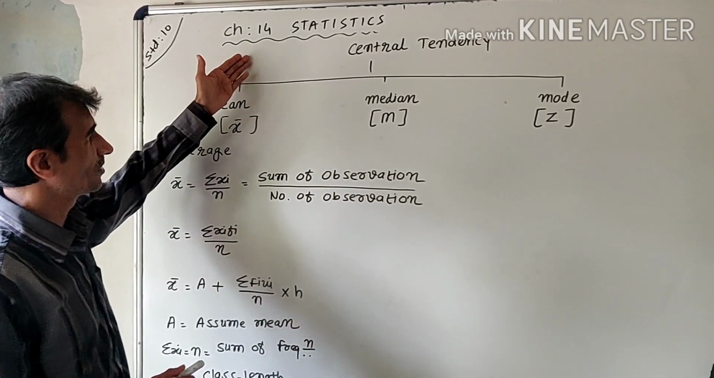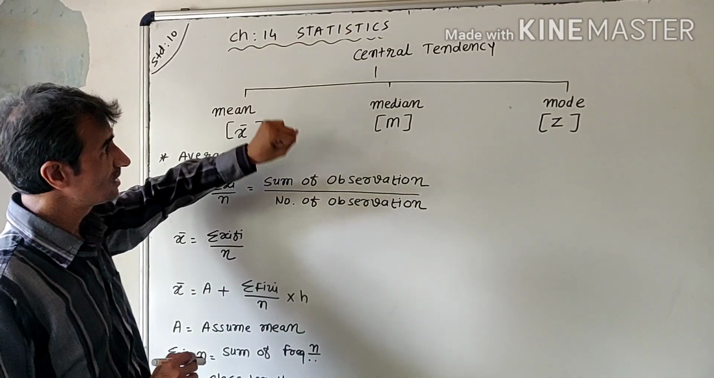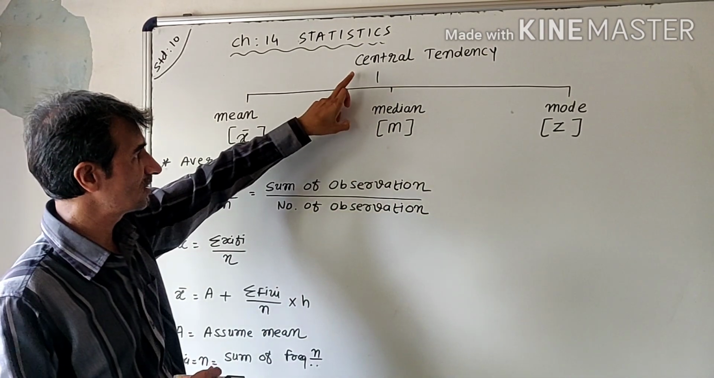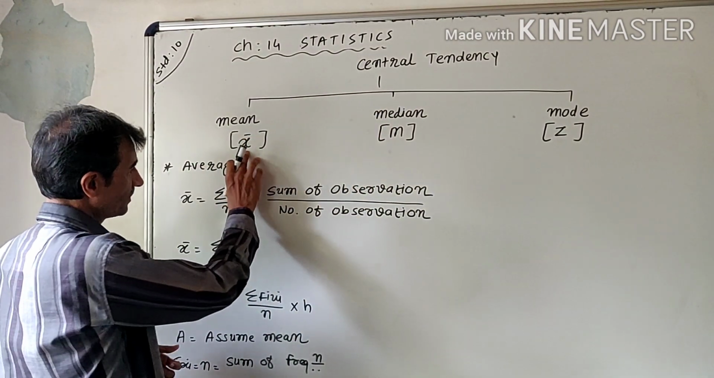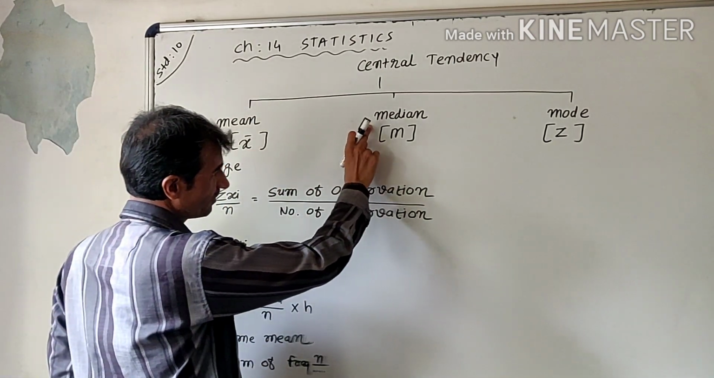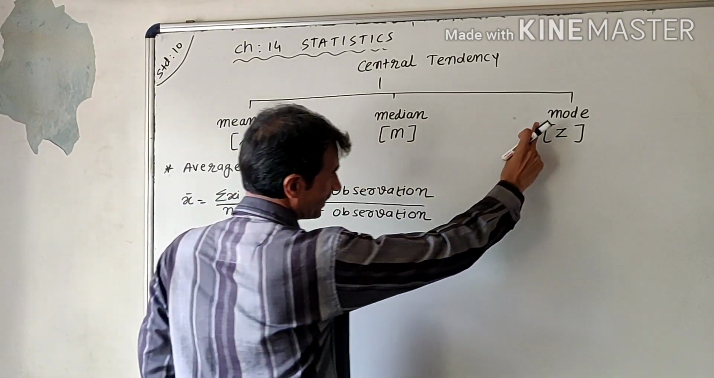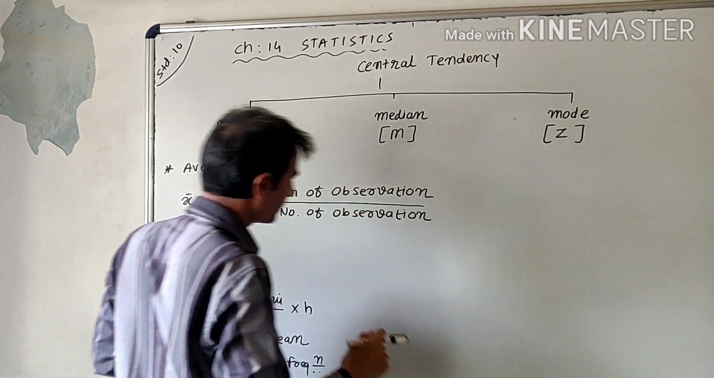Now the chapter number 14, statistics. In this chapter there are three main parts. We can say the central tendency. Now the first one is the mean and the symbolic form is x bar. Here median, this is my capital M, and this is my mode, this is my capital Z.